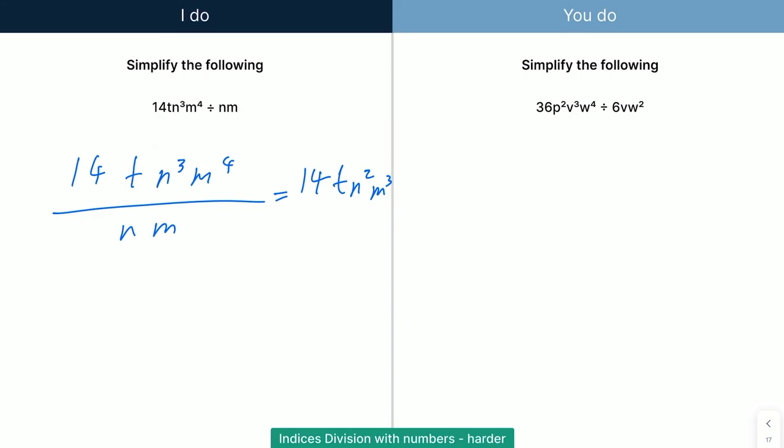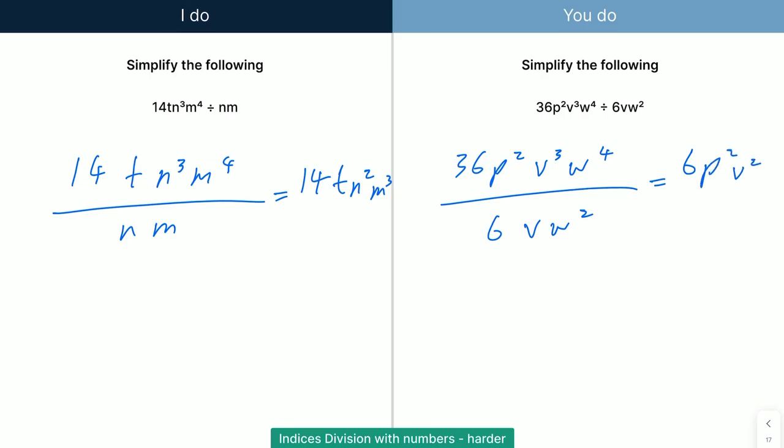So again, hopefully you've pressed pause and had a go at the example on the right. So again, to make my life easier, I'm going to write this as a fraction. It just makes it a lot easier to see things. 6v w squared. Okay, with the numbers, 36 and 6, so that just becomes 6. P squared, there's nothing to go with it, so we just have p squared. Now with v, we do have a v at the bottom. That becomes v squared. And then with the w, that becomes w squared as well.